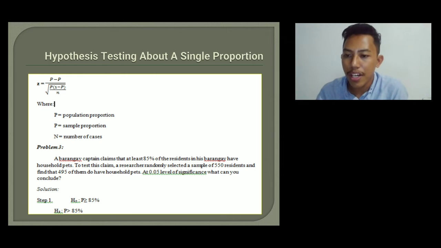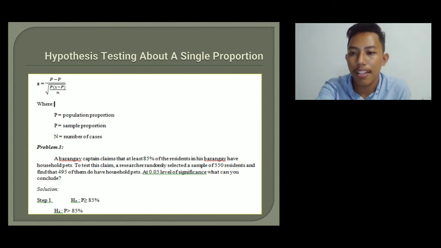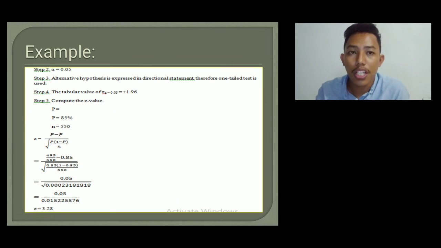First, our null hypothesis is P is greater than or equal to 85%, and our alternative hypothesis is P is greater than 85%. Step 2, our level of significance is 0.05. Step 3, the alternative hypothesis is expressed in a directional statement, therefore use a one-tailed test in this problem. The tabular value of z at 0.05 is positive 1.96. So compute the z value.